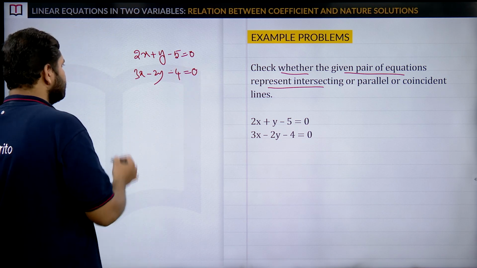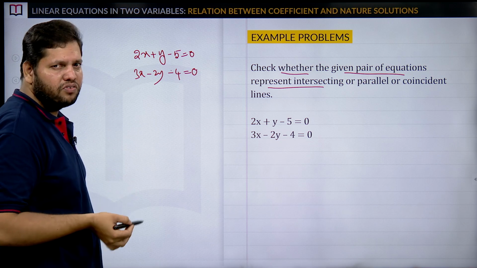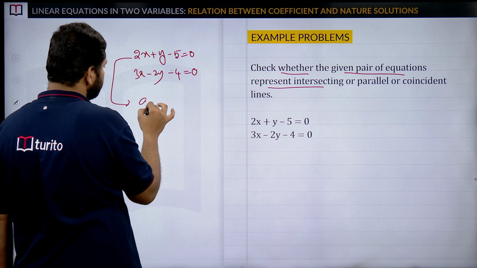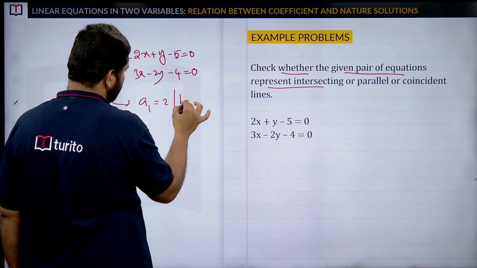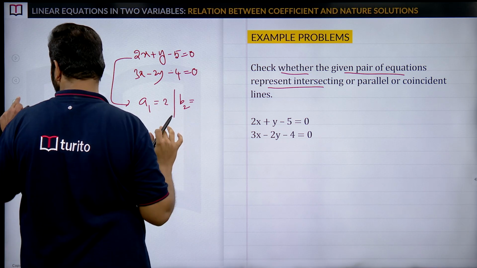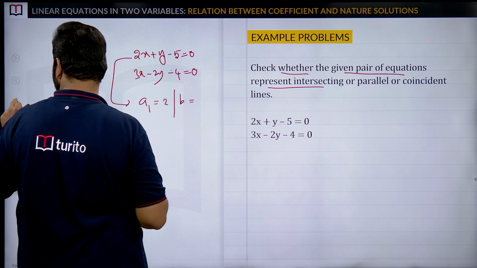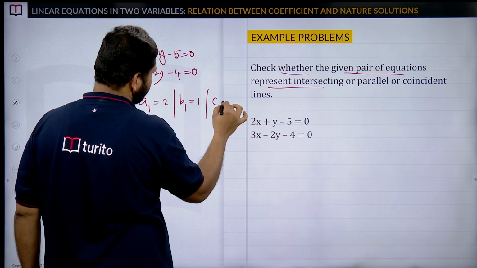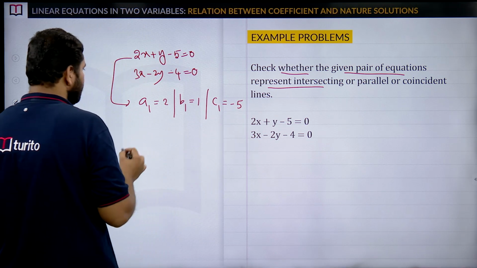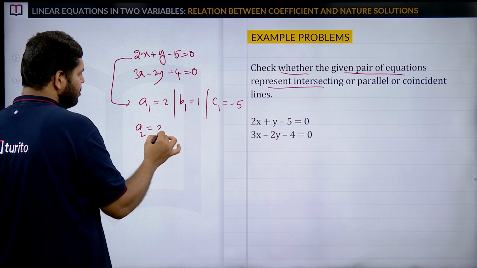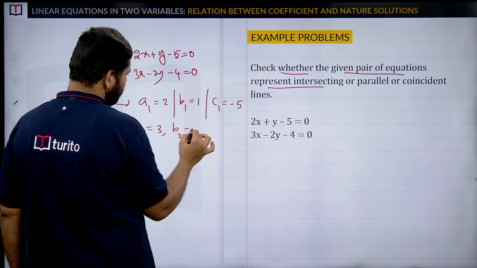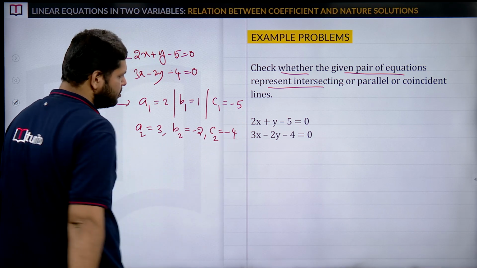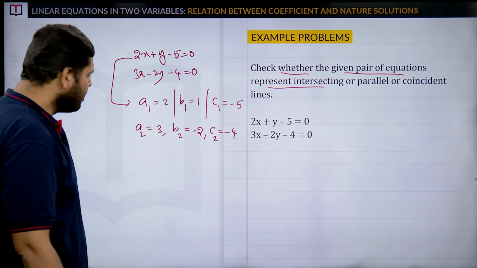Children, first write down the a1, b1, c1 values and a2, b2, c2 values. For the first equation, a1 is equal to 2 and b1 is equal to 1 and c1 is equal to minus 5. In the second equation, a2 is equal to 3, b2 is equal to minus 2 and c2 is equal to minus 4. Isn't it, children? Then find out the first one.